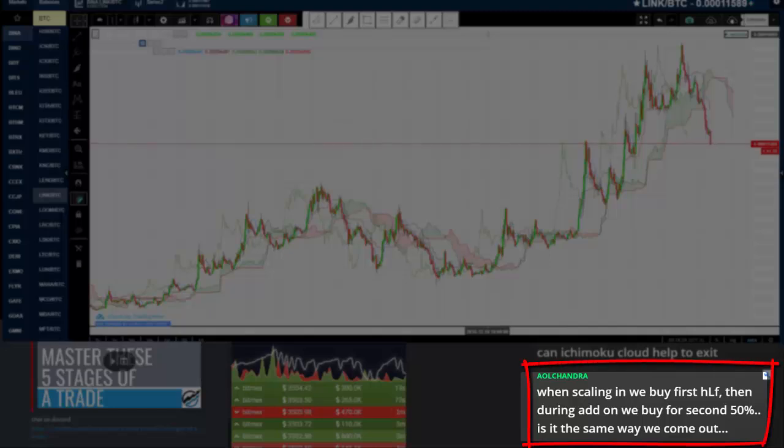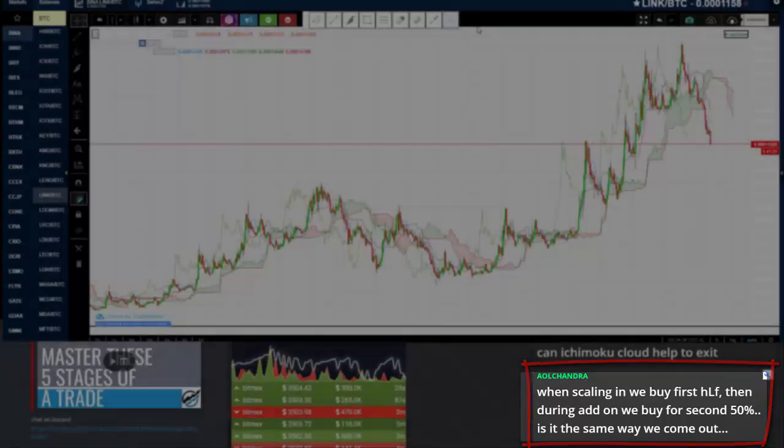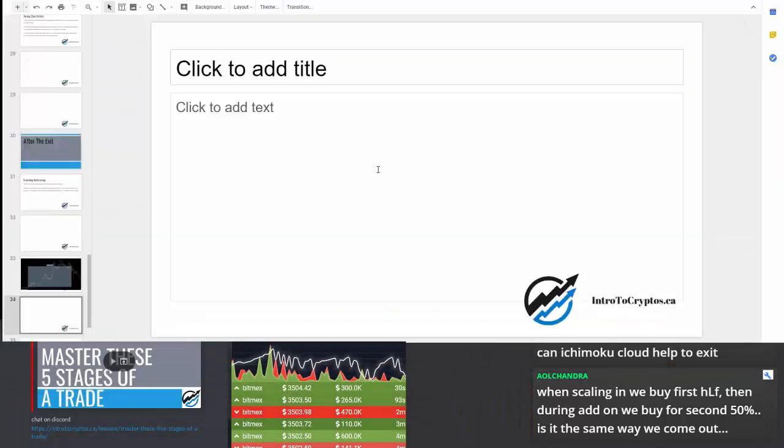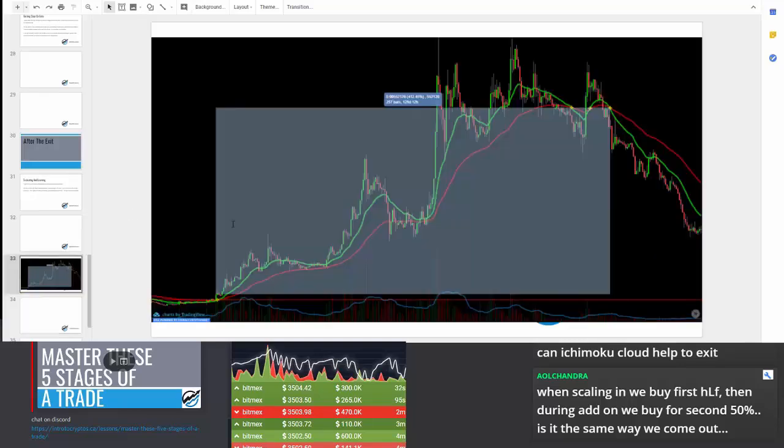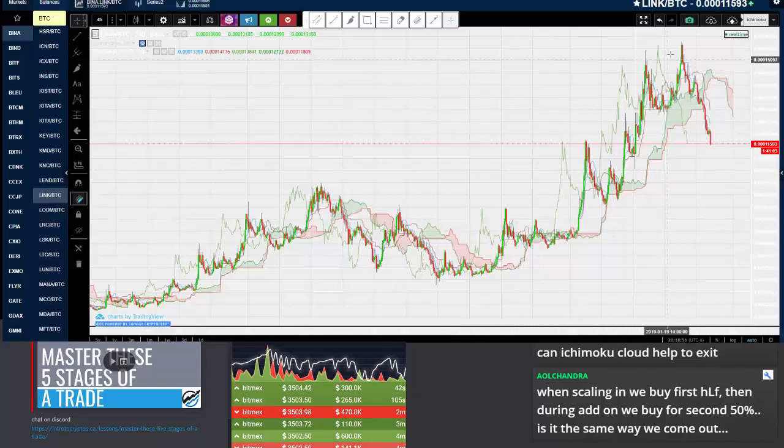When scaling in, we buy half, then adding on, we buy the second 50%. Is it the same one where you're coming out? It could be. You certainly could. And it would be adjustable as the market's moving along. But yes, for certain, if we were looking at something like Link and its prices are coming up here, we could have sold half our position and then waited for the moving averages to cross over and say, okay, I'm going to get out the other half of my position and just wait.